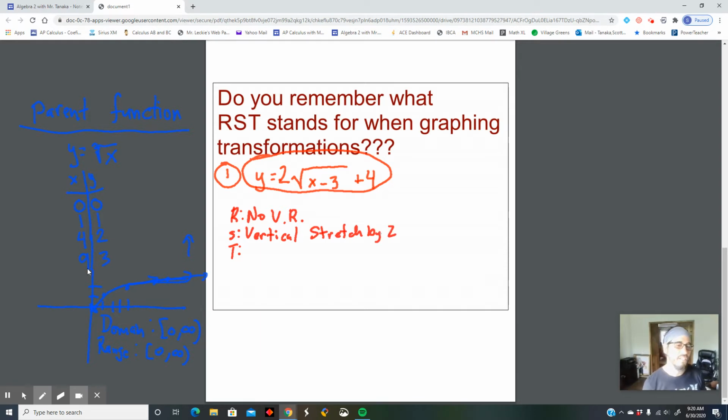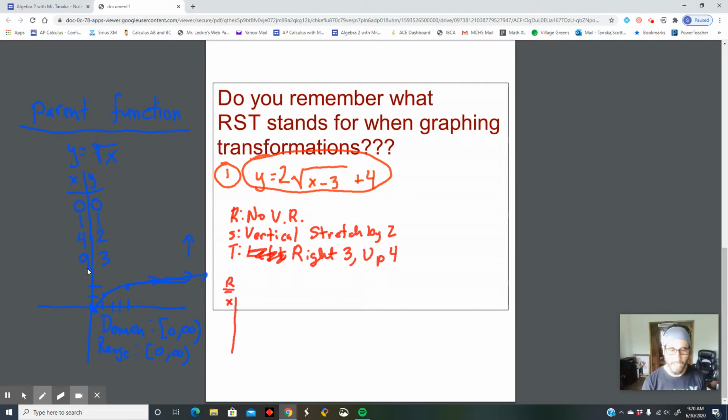All right, and then last is translation, that 3 on the inside. Remember, we always say we do the opposite. So it's going to be to the right 3. And that 4 on the outside means up 4. We do exactly what it says on the outside. On the inside, remember, we think of it as we do the opposite. And then what we need is a table of values to get us going.